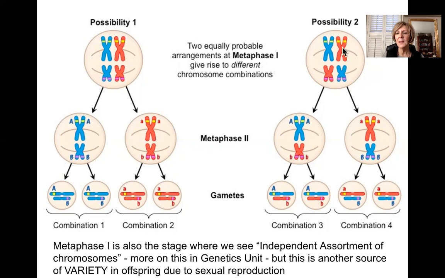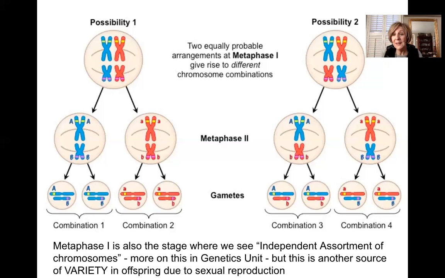Or look at the way these line up. Do you see how just by chance I have a blue red and a red blue lining up on the metaphase plate? When these homologous pairs separate, now I have a different combination of genetic information than I would have had over here. And that is called independent assortment. We're going to talk about that later in genetics, but I just wanted to show you that now because this is another source of variety that we get in sexual reproduction.